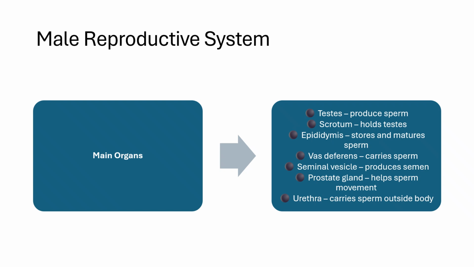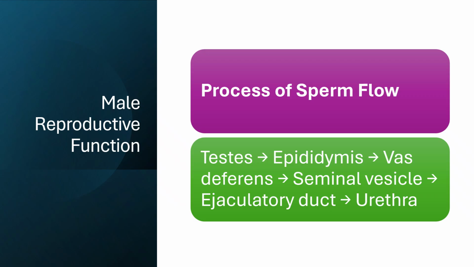The male reproductive system produces and transports sperm. Sperm is stored, nourished, and carried through different ducts until it exits the body through the urethra. Sperm travels from the testes through a series of ducts, mixing with fluid to form semen before being released from the body.